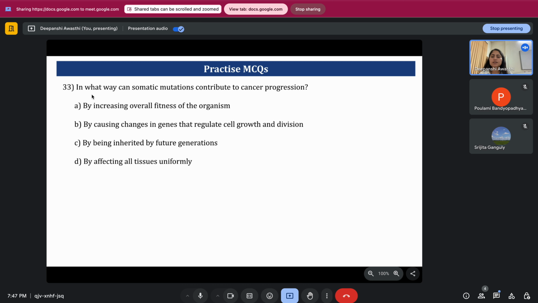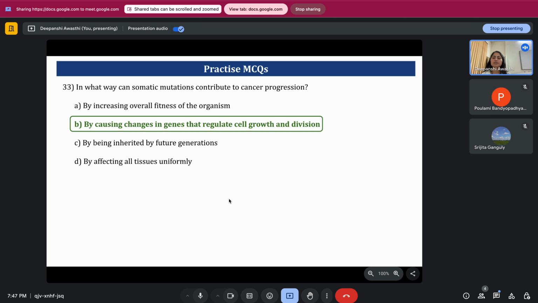Now question number 33. In what way can somatic mutations contribute to cancer progression? Option A was by increasing overall fitness of the organism. Option B was by causing changes in the genes that regulate cell growth and division. Option C, by being inherited by future generations, and option D was by affecting all tissues uniformly. Yeah, so you are right.